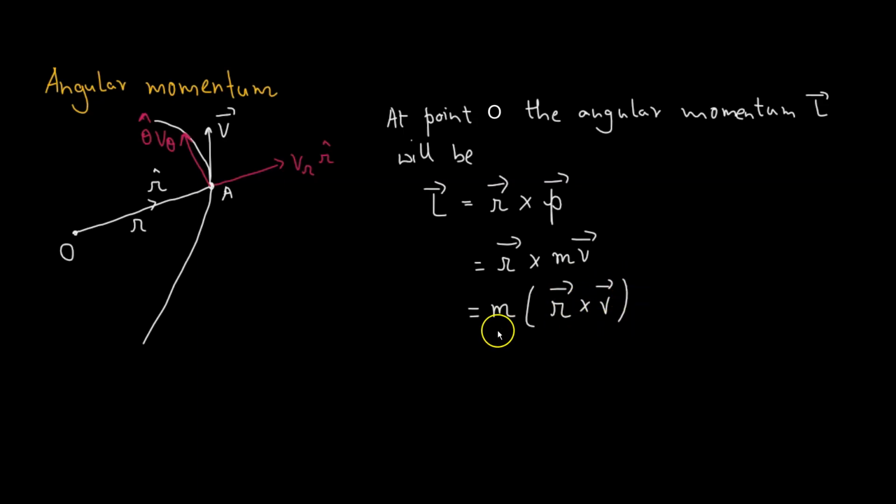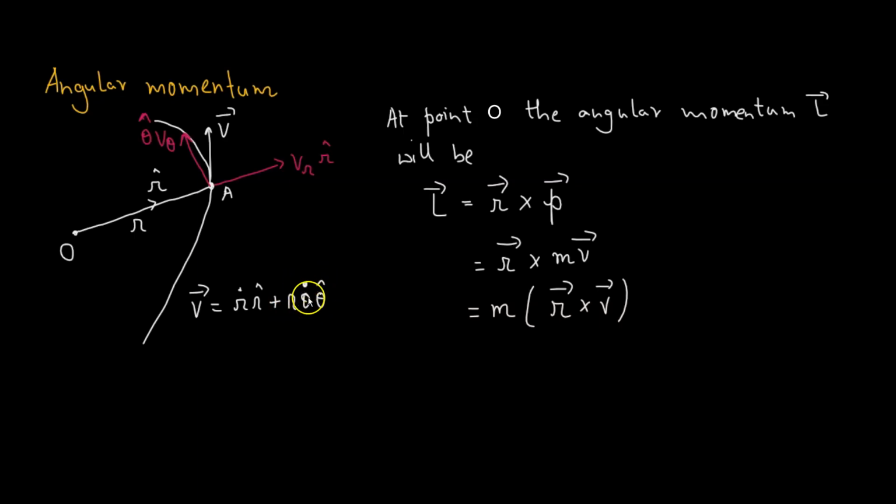Mass is a constant in the sense that we are only concerned with a constant mass system. Here we are not dealing with a system with variable mass. That's why I'm keeping it constant and pulling it out. So we have r cross v. Now we have to take care of this cross product, r cross v vector. In our derivation, the v vector is given by r dot r cap plus r theta dot theta cap.